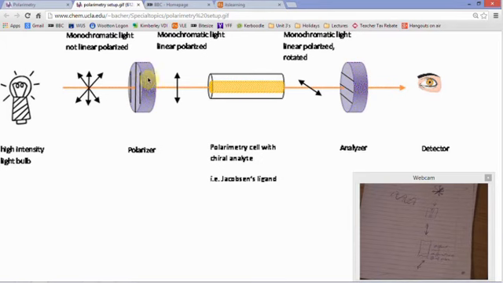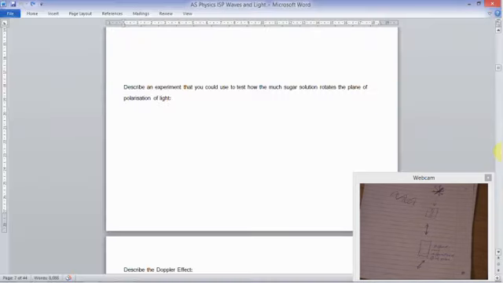So if you rotate this originally, when there's no sugar solution in there, to the point where it's completely dark, and then you try to rotate it again to where it gets completely dark and measure the angle that's actually changed between the two, you could figure out the angle of polarization. Nice and straightforward. Right, Doppler effect. Very straightforward Doppler effect. Definition, word for word.